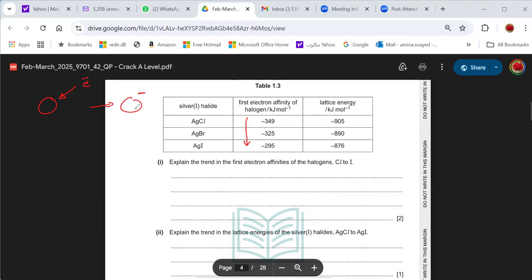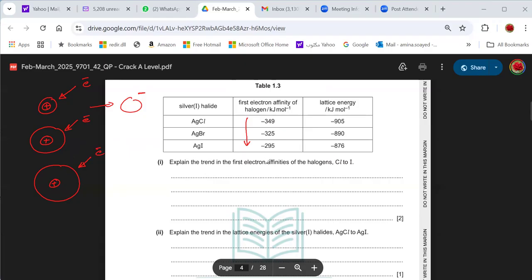And so we'll see that in the case of chloride, the radius is smaller than that of bromide, and this is also much smaller than that of iodide. And we know that the incoming electron must be attracted to the positive nucleus of each of these atoms. So we see that as the radius increases, the attraction force between the incoming electron and the positive nucleus of the atom will decrease.